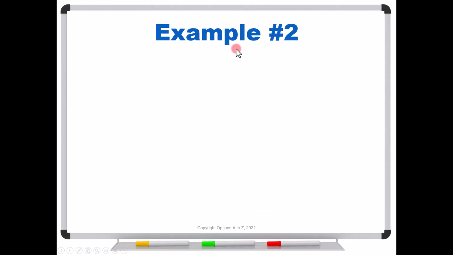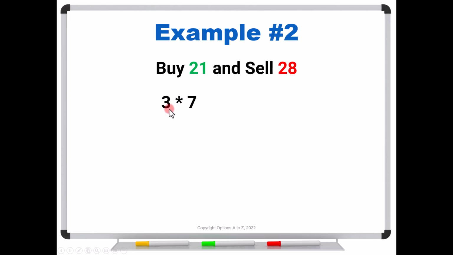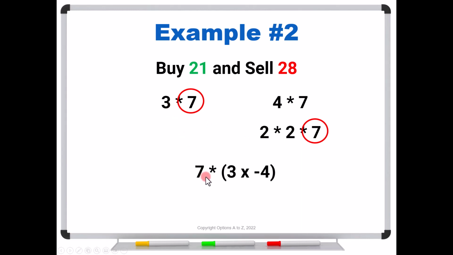All right, so let's try a second one. Let's say you wanted to buy 21 and sell 28. Well, I might say 21 can be broken down into 3 times 7. Both of those are prime. 28 can be 4 times 7. 7's prime, but 4's not. So let's break 4 down again. 2 times 2 times 7. What do we see? Well, we've got a 7 on the left. I have a 7 on the right. And looks like nothing else in common. So that tells me that there are 7 spreads in a 3 by -4 ratio.